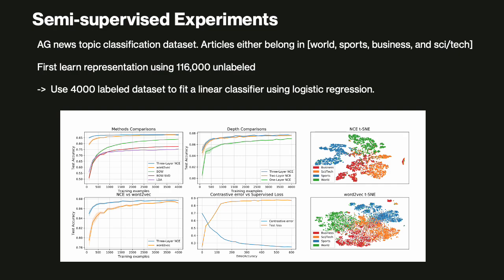In the middle panel, at the top, we see that the more layers NCE has, the better the test accuracy is. And then we also see that contrastive loss directly goes down as the test accuracy goes up. This suggests that contrastive loss is a good surrogate metric for downstream performance. Finally, the embeddings using t-SNE show that comparatively, their model NCE's embeddings appear to be better separated compared to the word-to-vec embeddings.